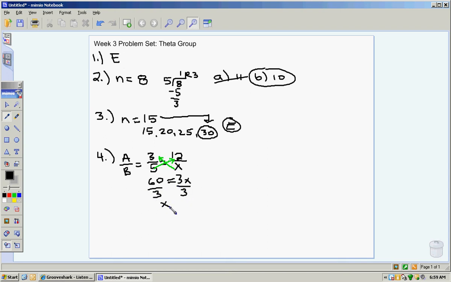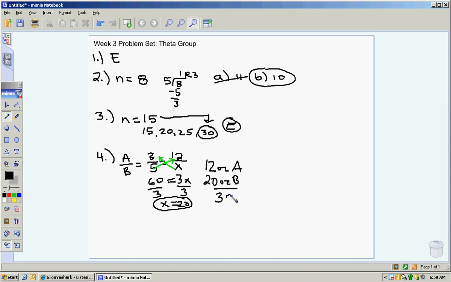But that's not our answer, because what the question asks is how many ounces of the total cleaning solution will be produced. Well, there are 12 ounces of A, and if there's 20 ounces of B, that makes a total of 32 ounces, which is answer choice C.